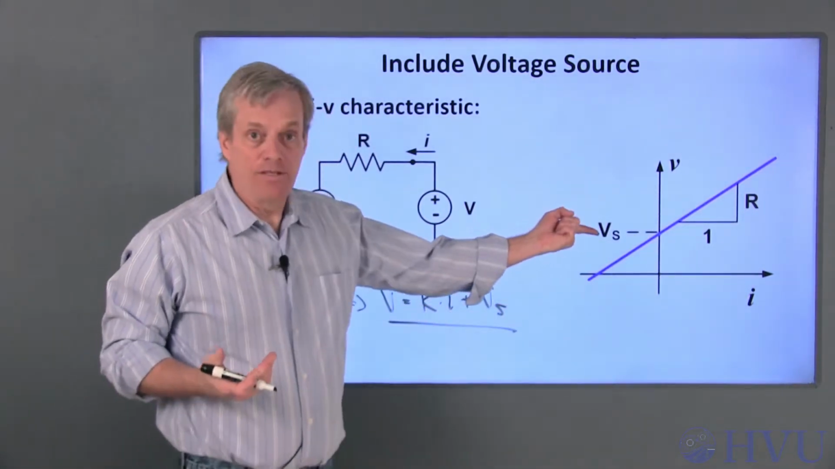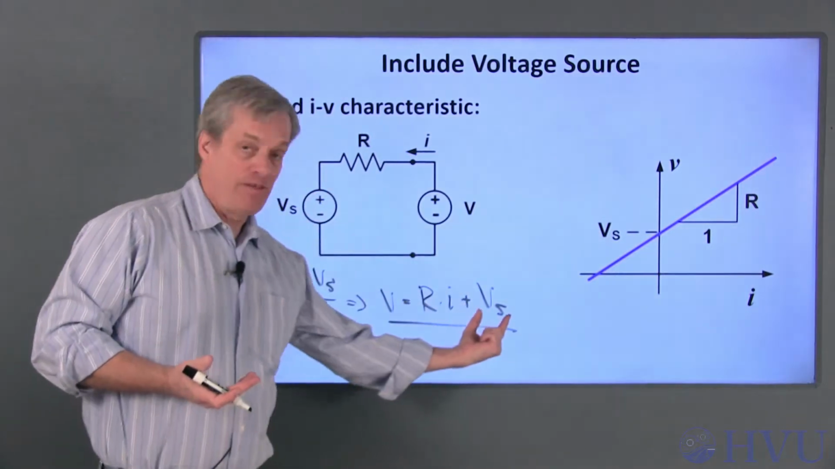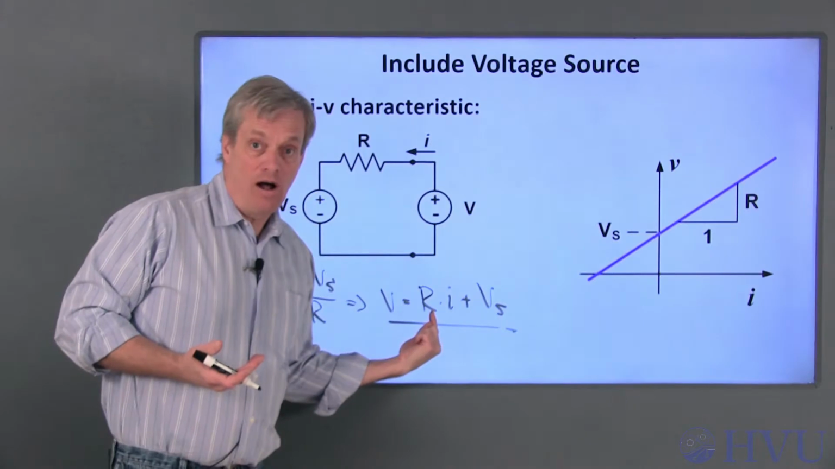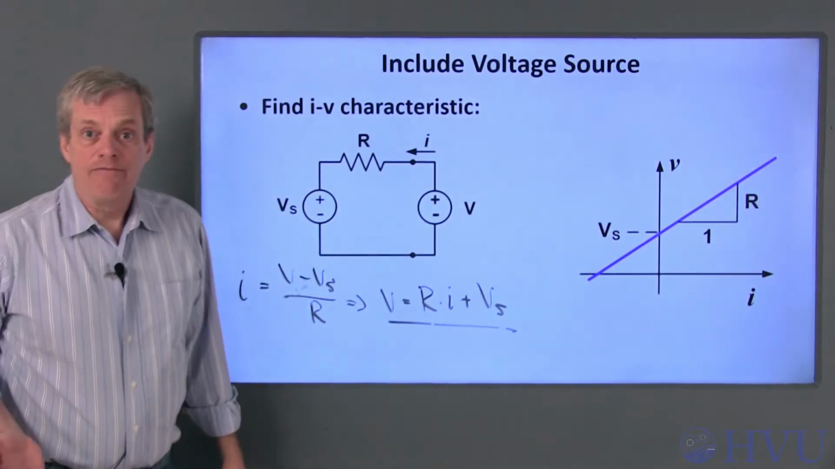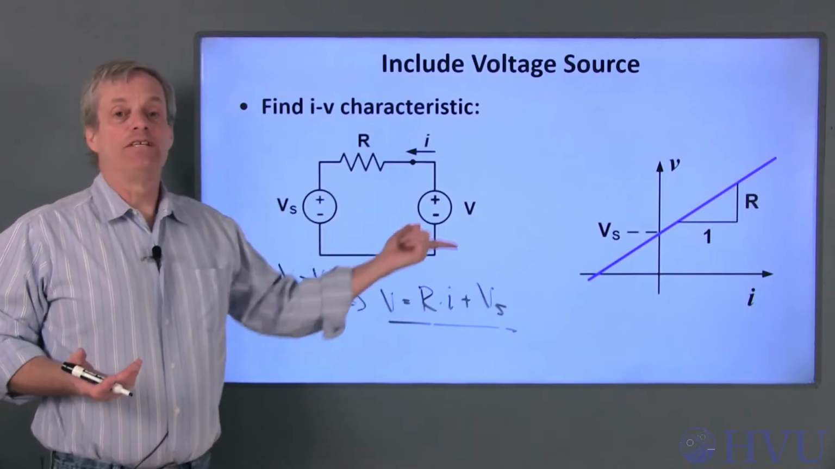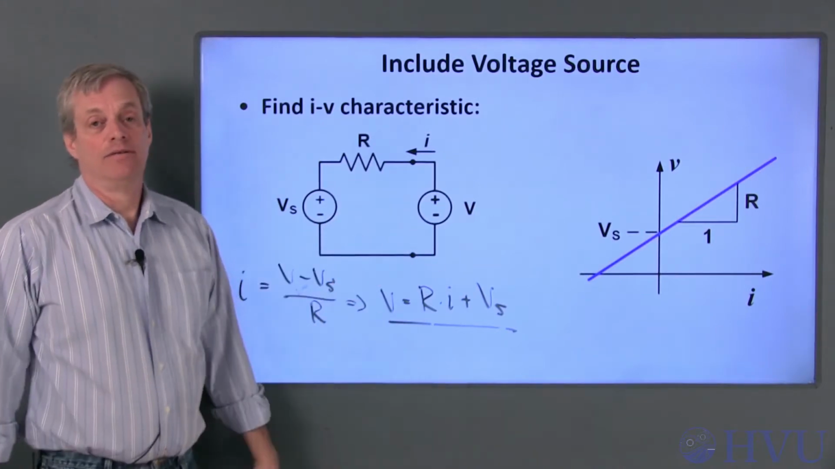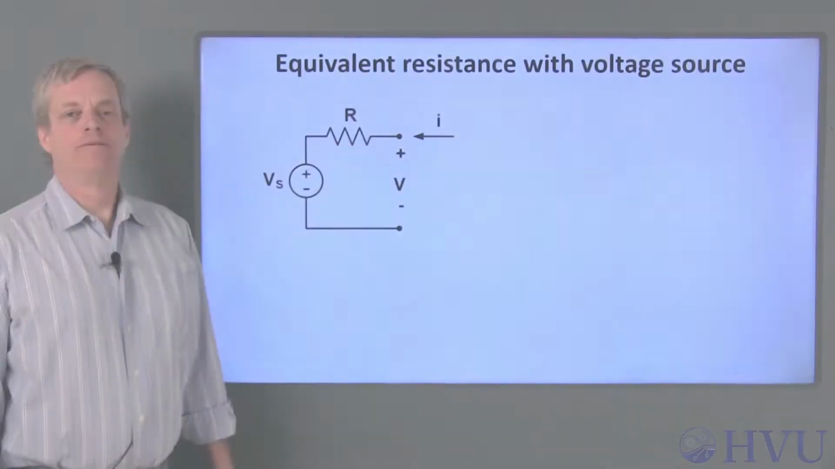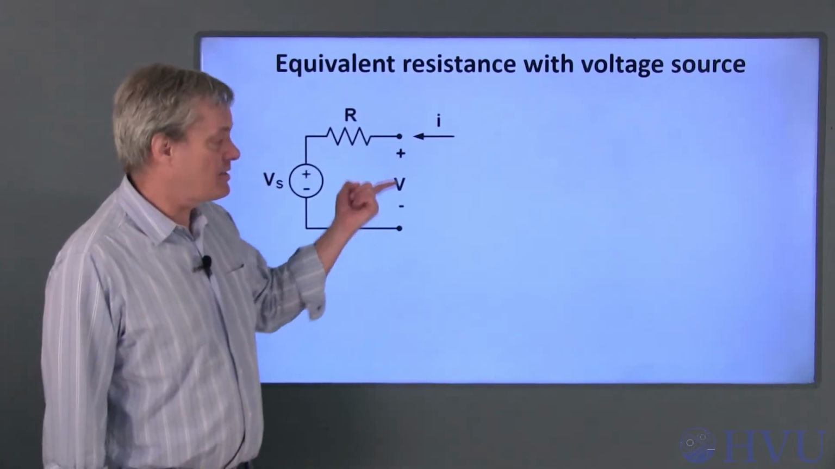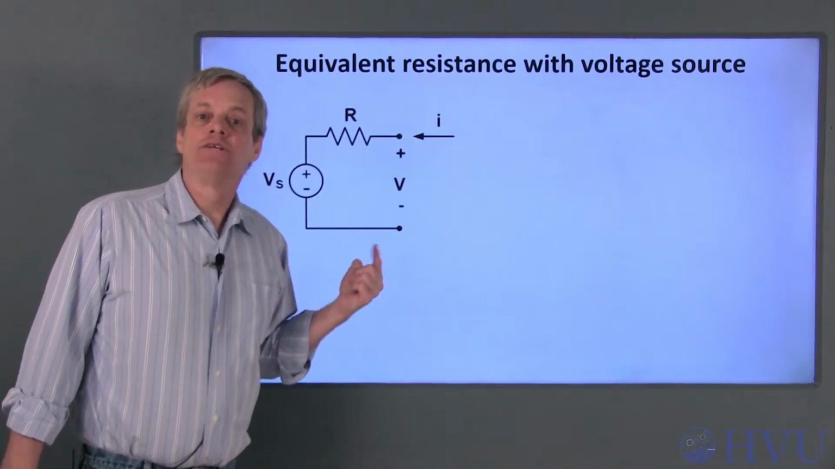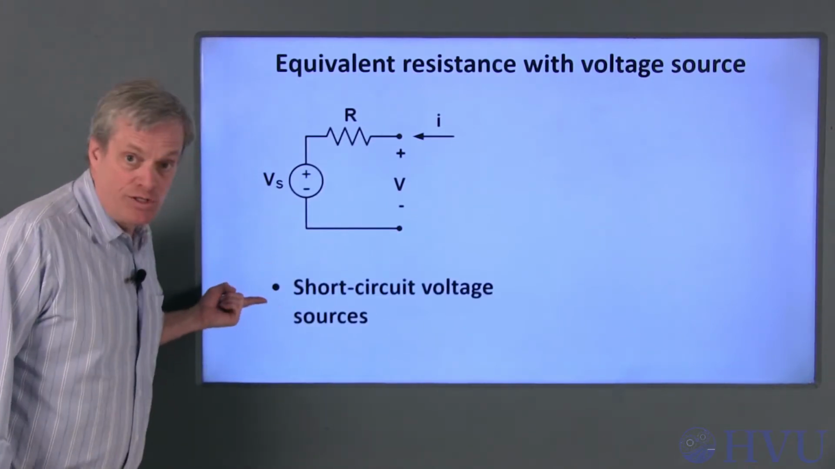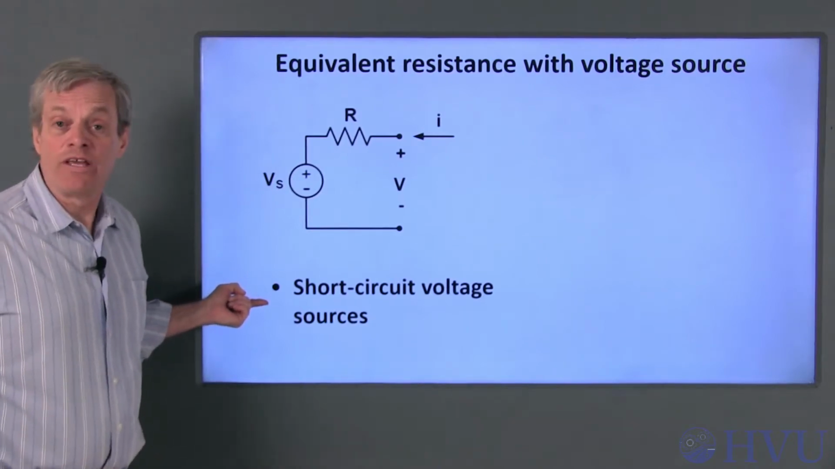The y-intercept is the voltage of the voltage source, Vs, and the slope of the curve is the resistance R. The slope of the IV curve seen across these terminals is still the equivalent resistance seen at the terminals. Now let's look at another way of finding the equivalent resistance across these terminals. To do this, I'll kill the source in the circuit. Killing a voltage source replaces the source with a short circuit.